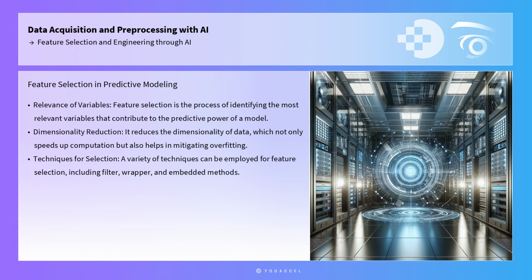Filter methods, such as correlation coefficients and mutual information, evaluate the relevance of features based on their intrinsic properties. For instance, using Pearson's correlation coefficient, one can assess the linear relationship between each feature and the target variable to select the most correlated ones.